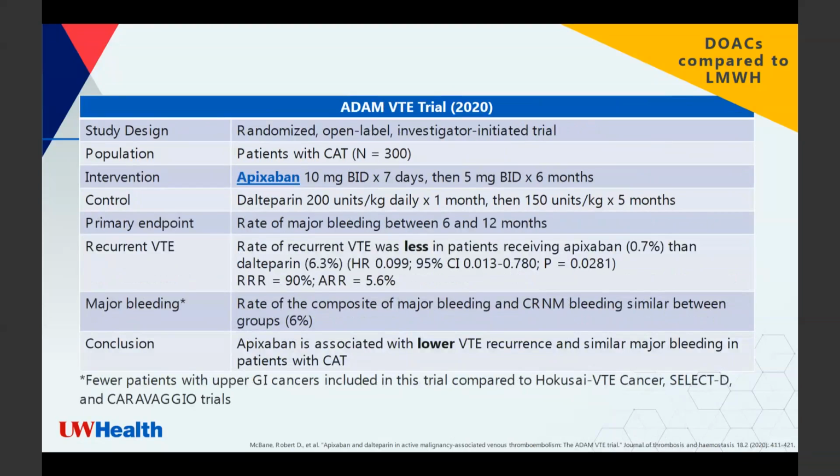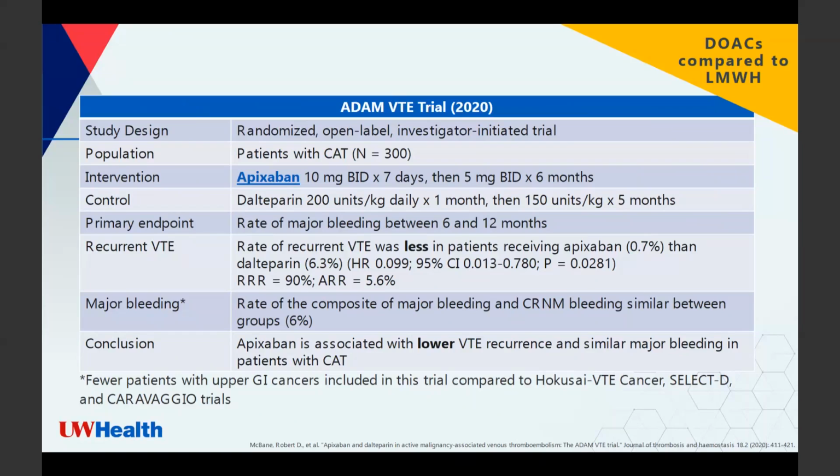The third trial is the ATOM VTE trial, which was published in 2020. This is a randomized, open-label, investigator-initiated trial. They enrolled 300 patients. The intervention group received apixaban at treatment dosing, and the control group received dalteparin at treatment dosing, and this was for a duration of 6 months. The primary endpoint is the rate of major bleeding between 6 and 12 months. This study is unique in that the primary outcome is the rate of major bleeding, but I will report on both major bleeding and recurrent VTE.